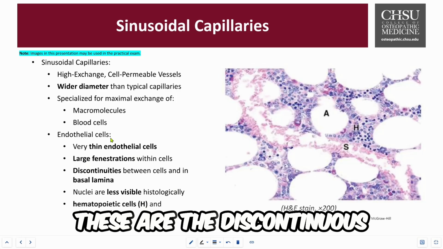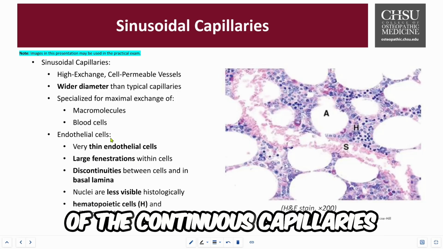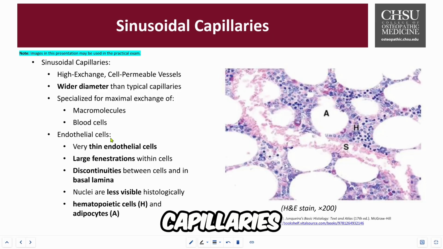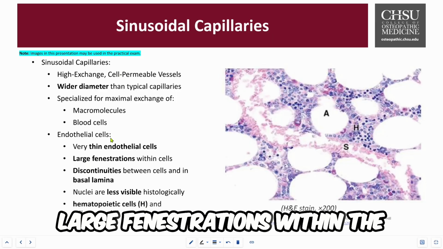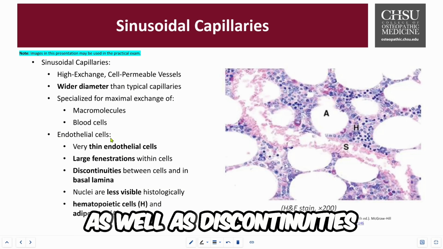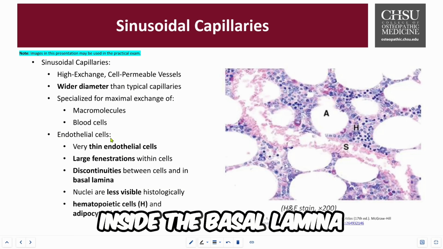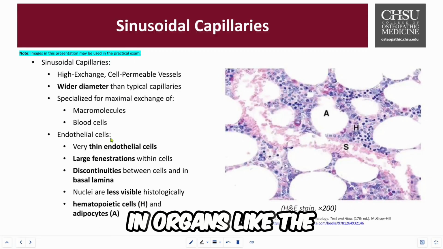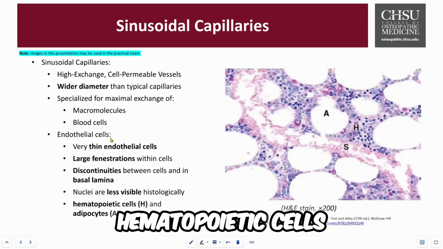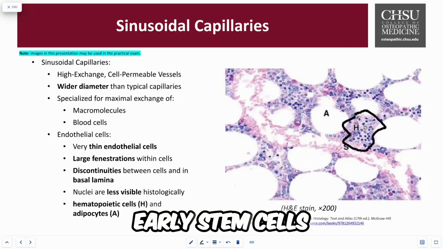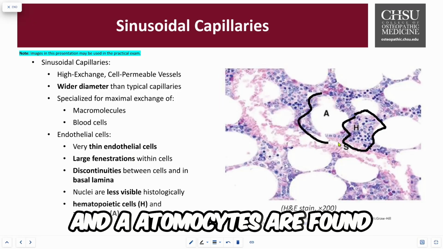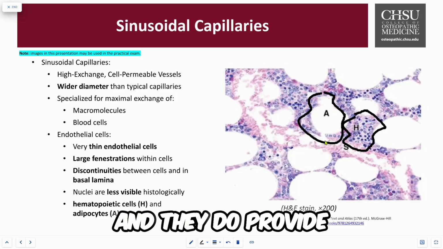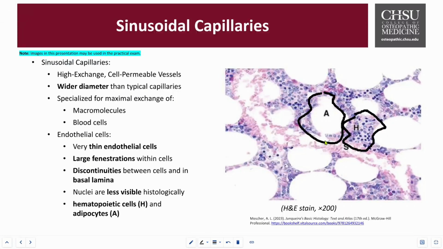Sinusoidal capillaries. These are the discontinuous capillaries that are opposite of the continuous capillaries. They have high exchange, very permeable vessels. They are also wider in diameter than typical capillaries. Their endothelial cells are very thin and have large fenestrations within the cell, as well as discontinuities between the cells and inside the basal lamina. Histologically, their nuclei are less visible, and you'll find these in organs like the bone marrow, where most of the hematopoietic cells, the H, representing these early stem cells, and A, adipocytes, are found. These are fat cells. They're found inside the liver, the spleen, and they do provide a relative degree of permeability.